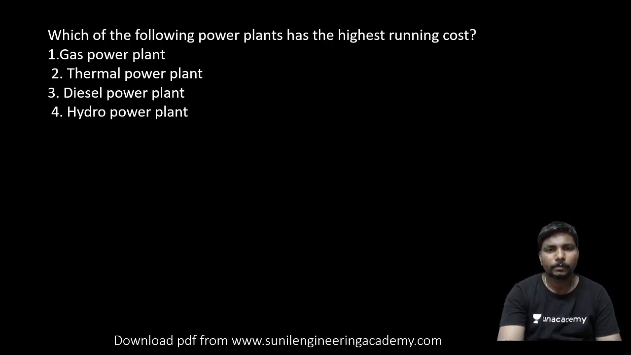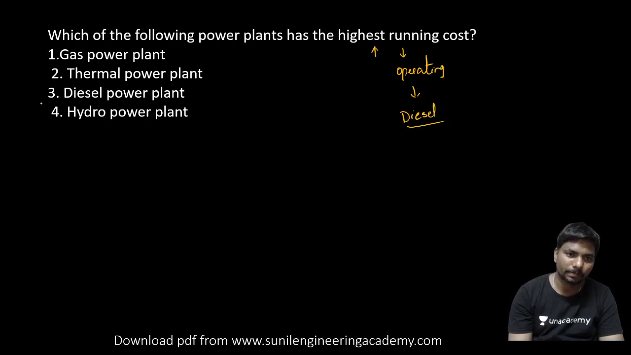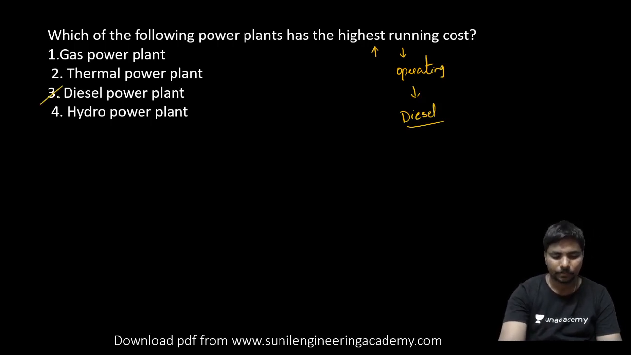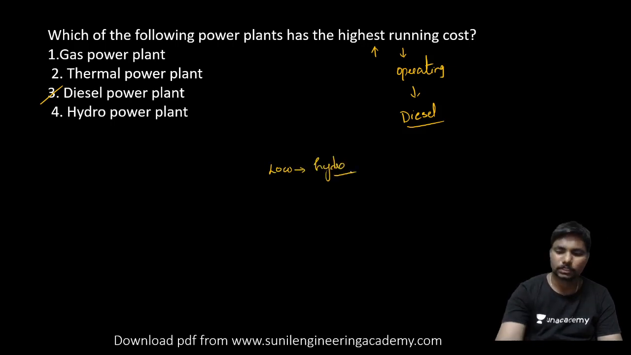Which of the following power plants has the highest running cost? Highest running means you can say operating. Just now we have discussed the diesel power plant, a very repeated question, so the diesel power plant, answer is option B. And low, hydro, this is also already discussed.